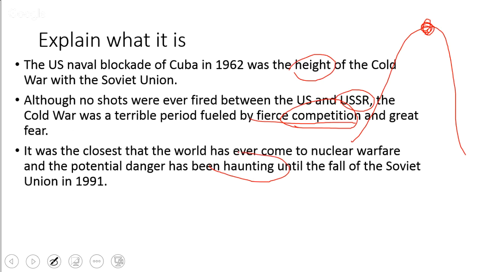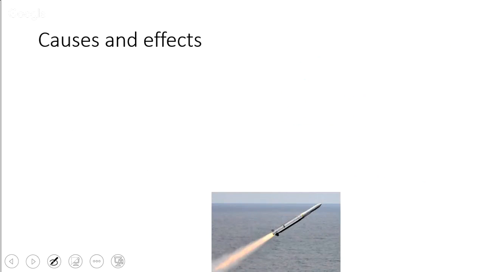Again, haunting. When I say, oh my gosh, the house is haunted, it's like there's something always creeping on you, and you feel like, is there something behind me? Like a ghost. That's called haunting. And here, it's a metaphor. It means the danger is always there. It would never disappear, until the fall of the Soviet Union. Woohoo! All right, now let's talk about the causes and effects.